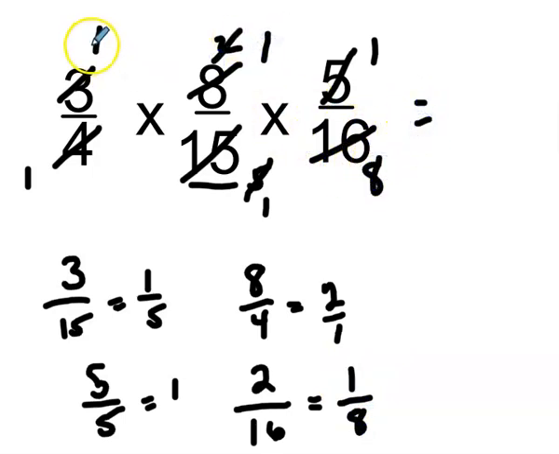So now I notice I have 1 times 1 times 1, which is just 1. And 1 times 1 times 8, which is just 1/8.